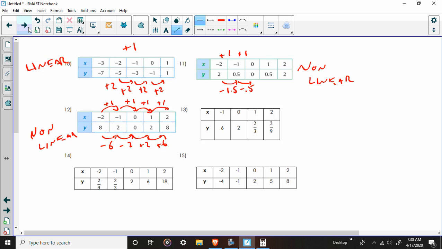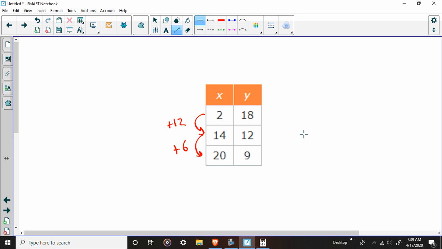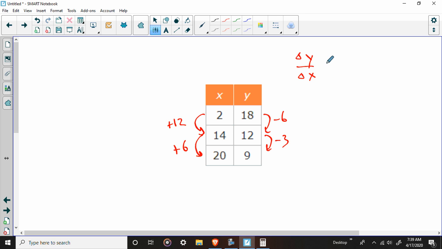Okay, so these are going to be some of the more advanced problems you guys take a look at. And over here on the other side, let's take a look. What did this change by? Well, this went down by 6, and then this went down by 3. So if I take my change in y over my change in x, my y for the first one went down 6 over 12. That's a slope of negative 1/2. And at my second point, it went down 3 over 6, which is also negative 1/2. So when they go up by different amounts, you have to take the y values divided by the x values and compare the numbers, right?